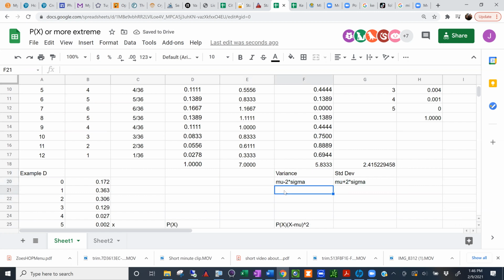So I'll start with the mean. Now all my commands start out with an equals, so I'll have to do equals. The mean was 7 minus 2 times sigma. Now I don't feel like copying that number by hand or typing it in by hand. So just click that cell. There you go, 7 minus 2 times sigma.